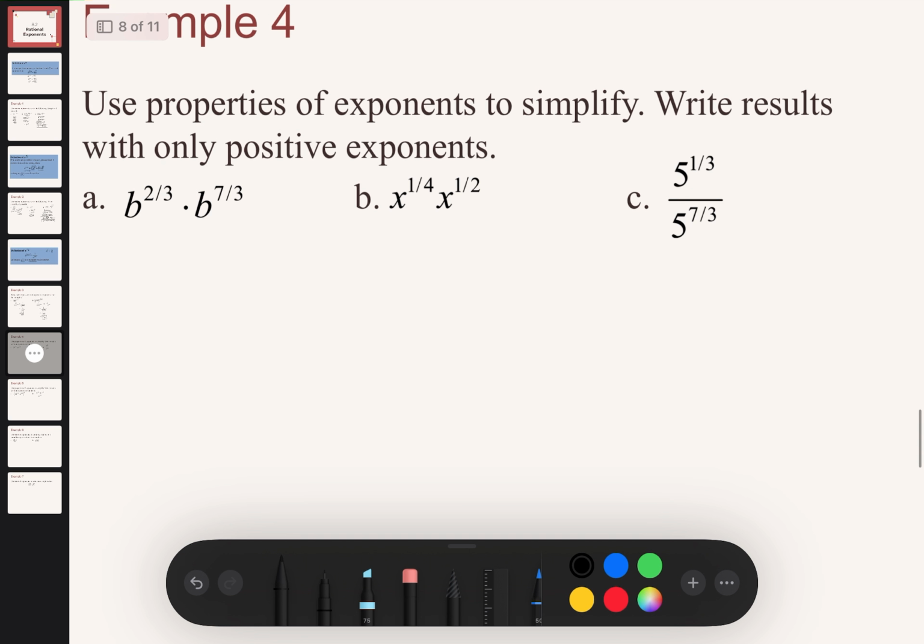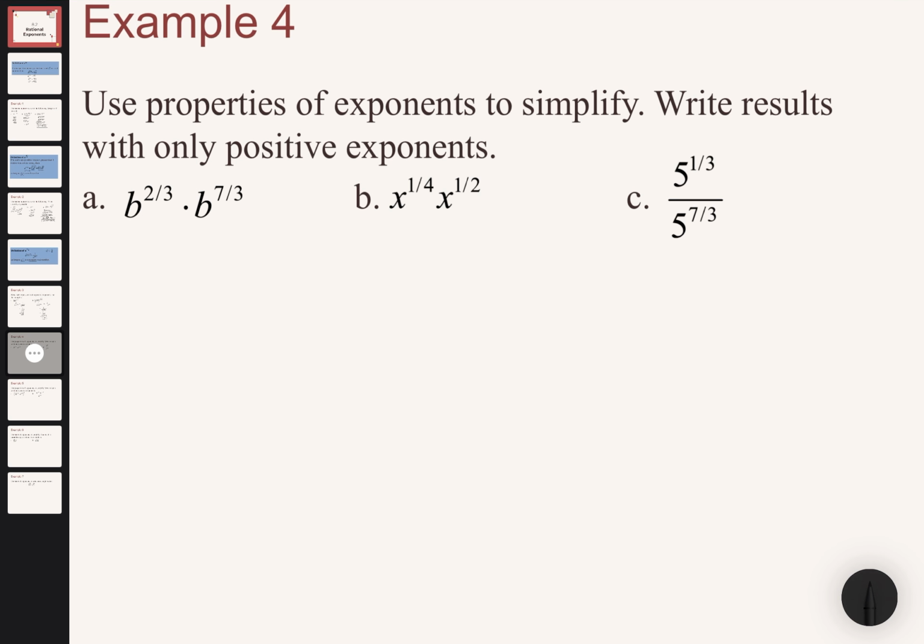Example 4. We are continuing on. Okay, you guys know these rules already. If I'm multiplying something with the same base, what do I do with these two exponents? 2 over 3 and 7 over 3. Well, if I'm multiplying with the same base, I'm adding those. So this is going to turn into b to the 2 over 3 plus 7 over 3. What is 2 over 3 plus 7 over 3? Well, it's 9 over 3. Oh, I can simplify that. This is just going to be b to the third.